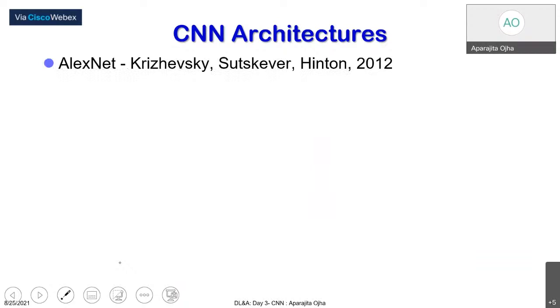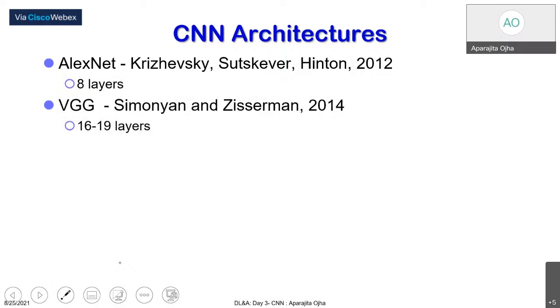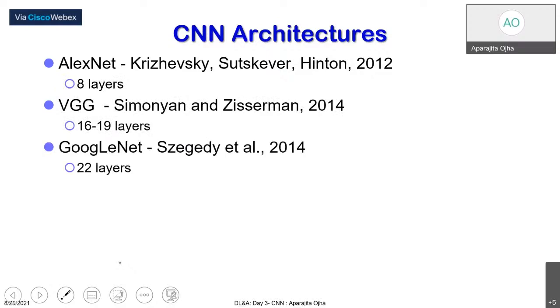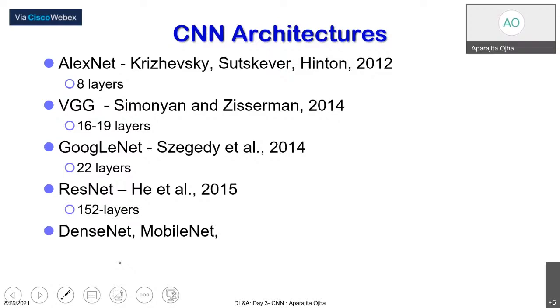So since then, we have so many architectures like AlexNet, I told you, VGG with 16 to 19 layers, and GoogleNet with 22 layers. These are beautiful architectures. When you use them and learn about them, you will be fascinated by the kind of models they are. They're extremely efficient models, and each has its own unique feature. AlexNet, as I told you, was the first of its kind.